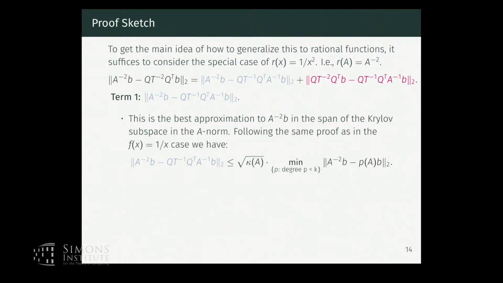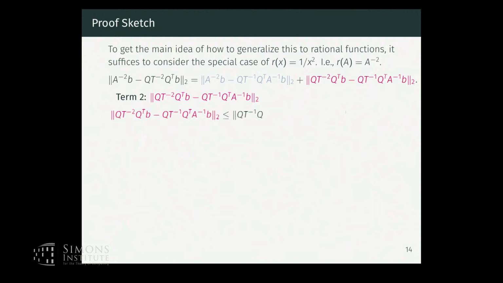The first term, you can show via the same argument as on the previous slide, is actually the best approximation to A negative 2 B in the span of the Krylov subspace in the A norm. And following what I just did on the previous slide, this is basically within opt up to a square root of kappa factor. Okay, so this term is kind of easy.